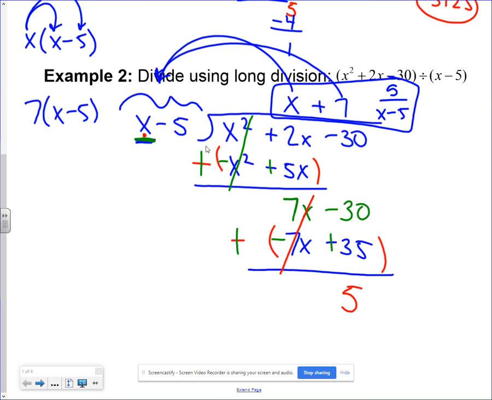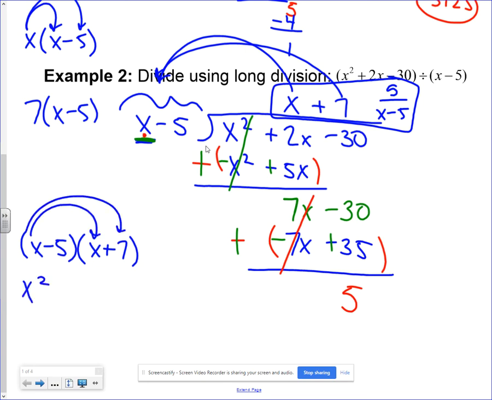What would happen is this. If you took x minus 5 and you times it by x plus 7. So if we do that real fast, it's just foil this out. X times x is x squared. X times 7 is 7x. Negative 5 times x is negative 5x. Negative 5 times 7 is negative 35.